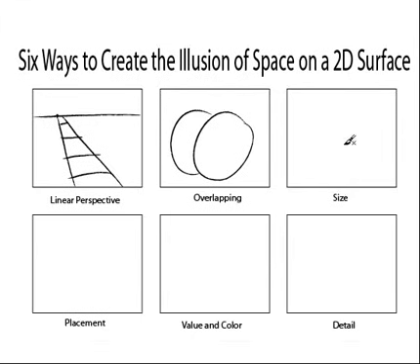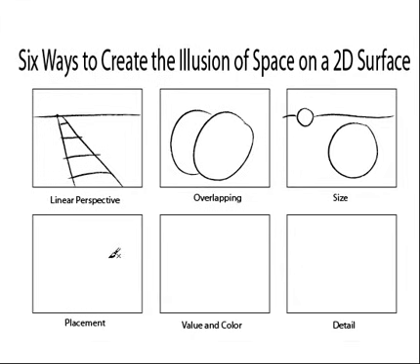The next way is by manipulating the size. So if I have an object right here and it's closer to the viewer, and we have an object that's a little bit further away, it may be a smaller object. We'll put these objects on a surface like that. This object is going to appear closer because it's larger than that object.